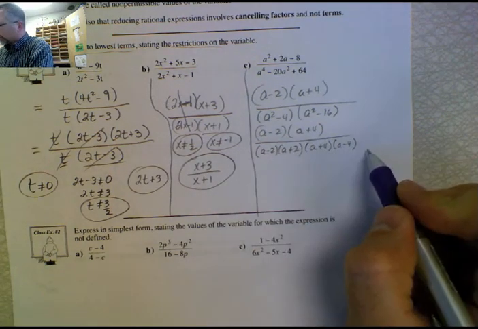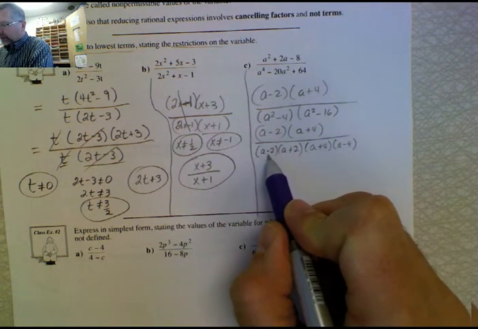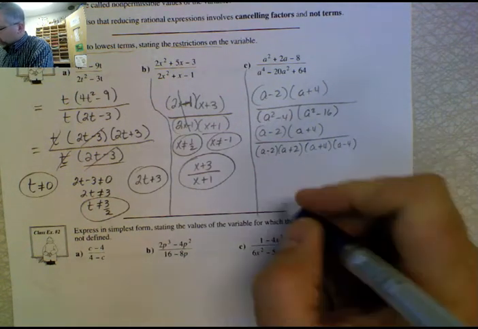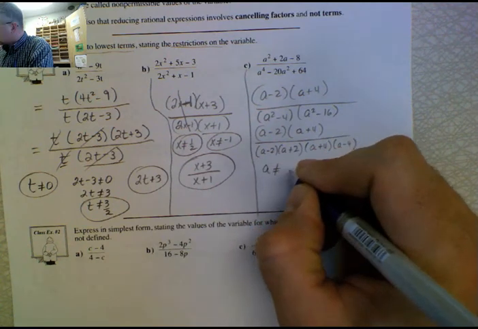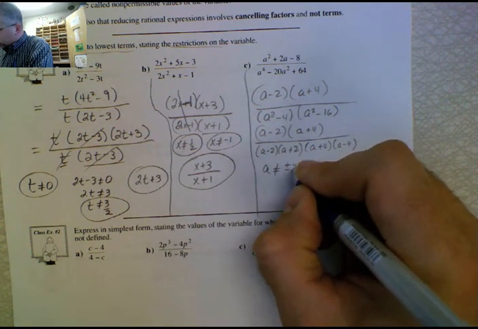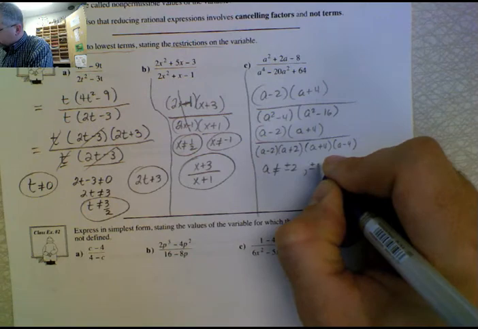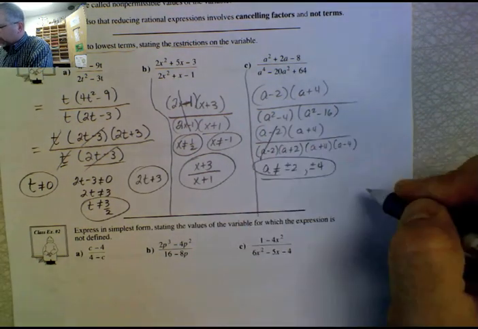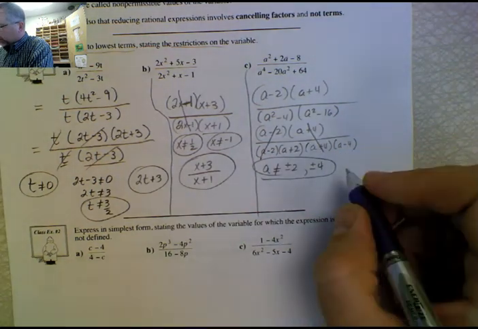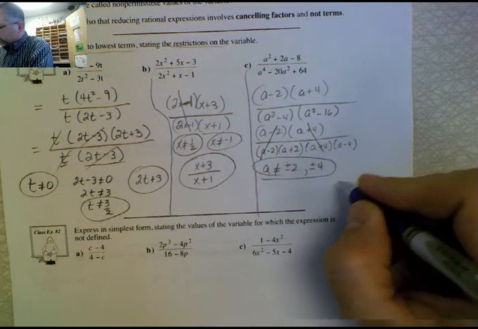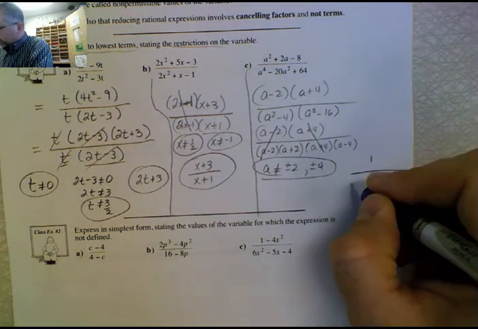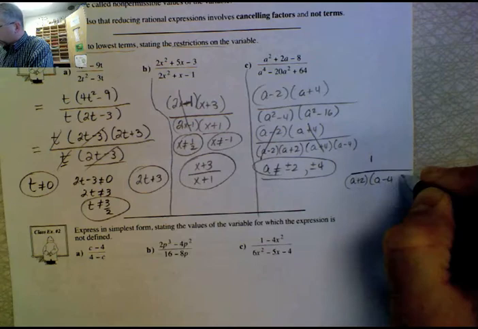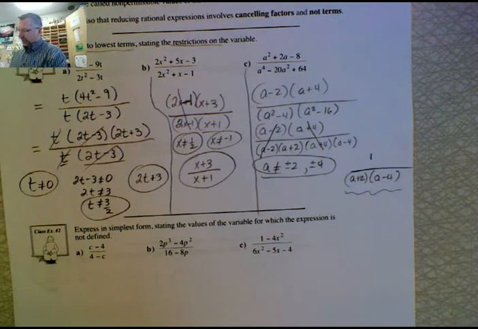So now I can look at my restrictions here. I have negative 2 and positive 2 as restrictions, negative 4 and positive 4 as restrictions. So I can say a does not equal plus and minus 2 and plus and minus 4. There's my restrictions. If I now start canceling out a minus 2's and a plus 4's, everything's canceled out in the numerator, but that means I still have a 1 there. And in my denominator, I have a plus 2 over a minus 4. So there we have it in simplified form.